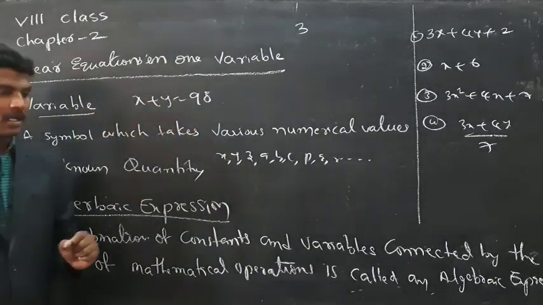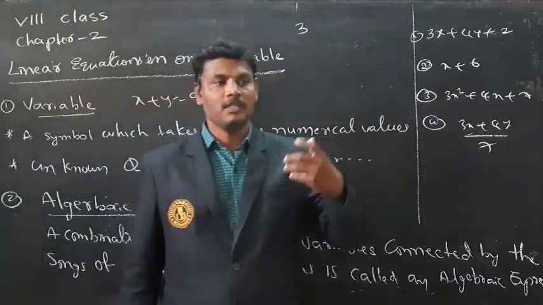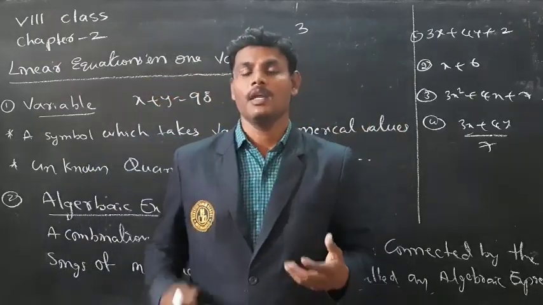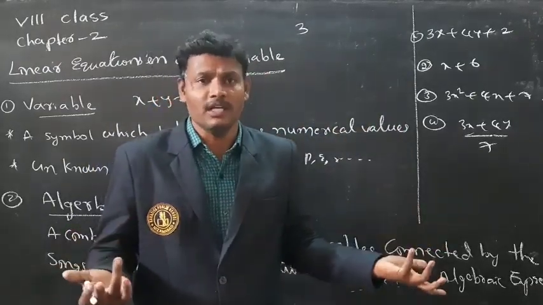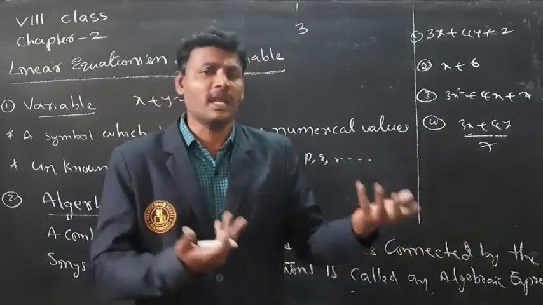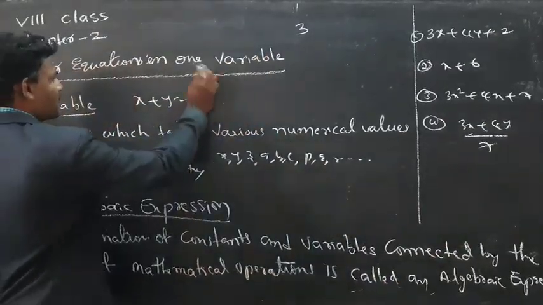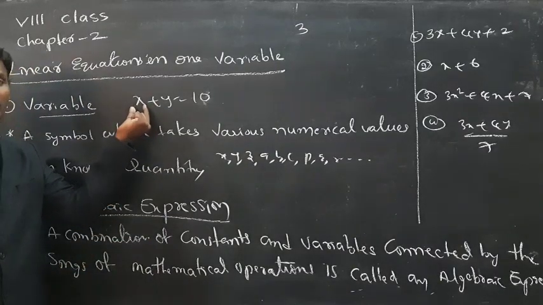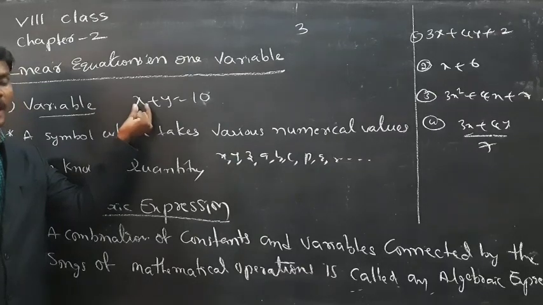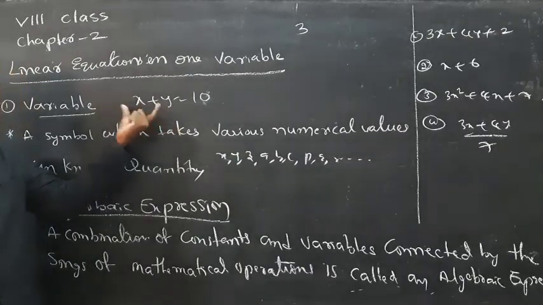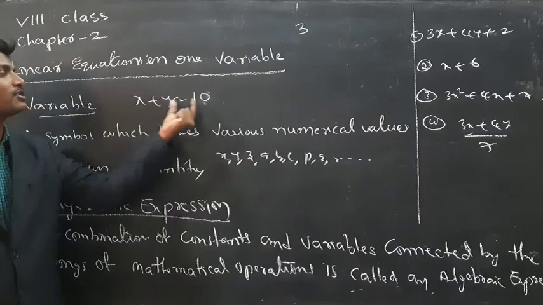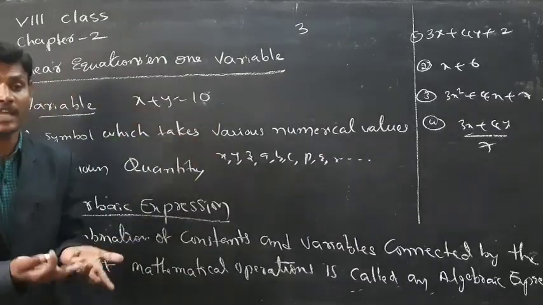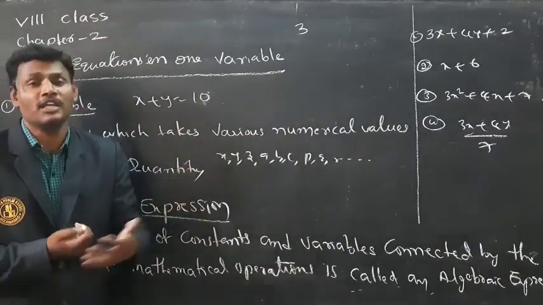For example, here there are two persons. The two persons have 10 rupees together. It means I don't know what is the amount with the first person and what is the amount with the second person. We can express it as x plus y is equal to 10. Let the amount with the first person be x and the amount with the second person be y, so that together they have 10 rupees. So x plus y is equal to 10. It means x and y are unknown quantities.